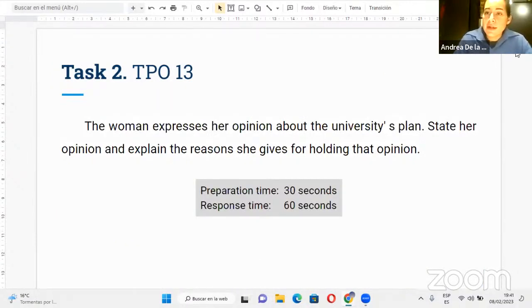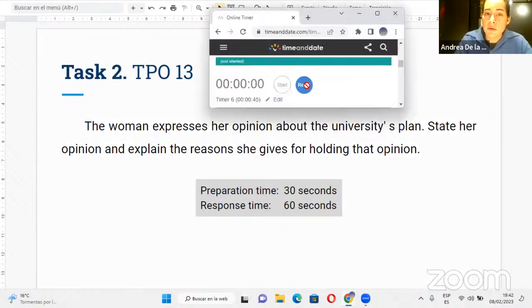The woman expresses her opinion about the university's plan. State her opinion and explain the reasons she gives for holding that opinion. You will now have 30 seconds to prepare your responses.